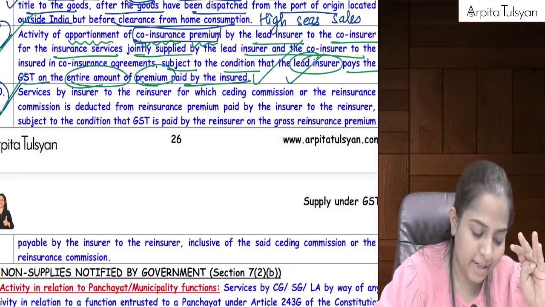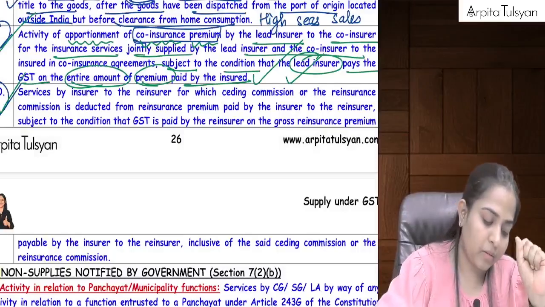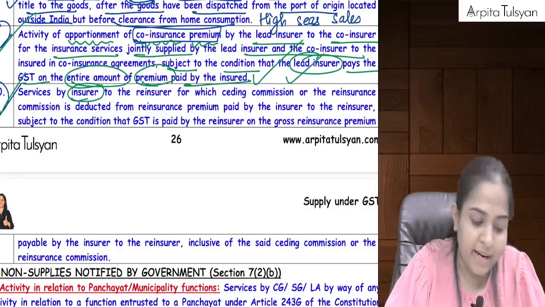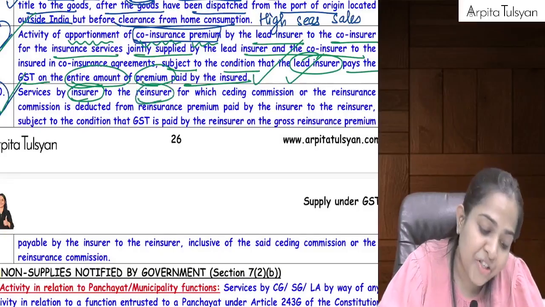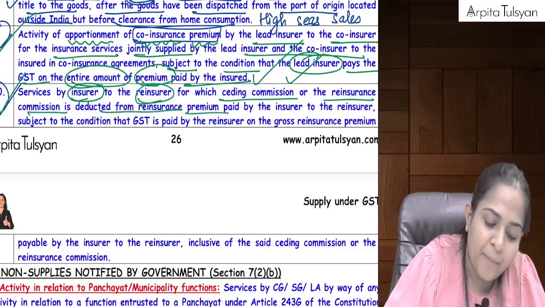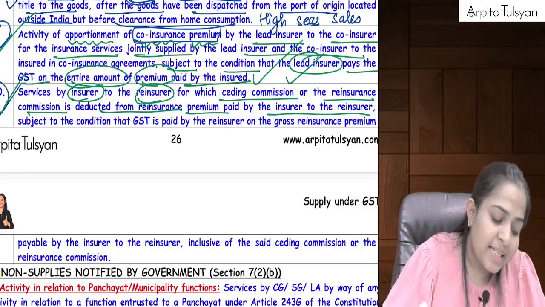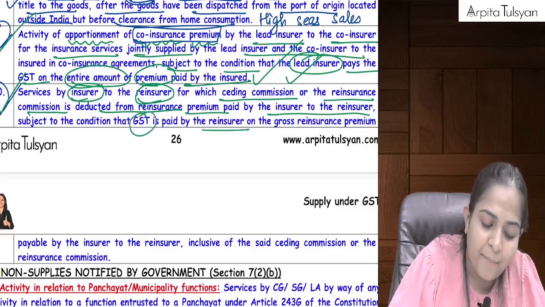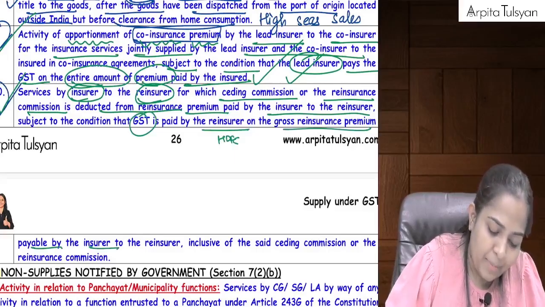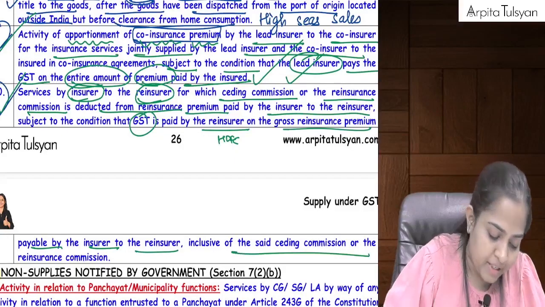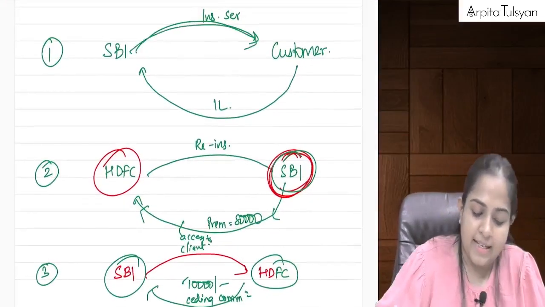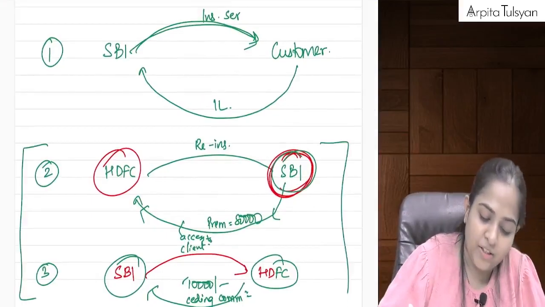Please try to understand. Now see, services by the insurer, that is SBI, to the reinsurer, that is HDFC, for which ceding commission or reinsurance commission is deducted from the premium paid by the insurer to the reinsurer, subject to the condition that GST is paid by the reinsurer on the gross insurance premium payable by the insurer, inclusive of the said ceding commission. Now forget about the customer transaction. Let's talk about the reinsurance transaction.